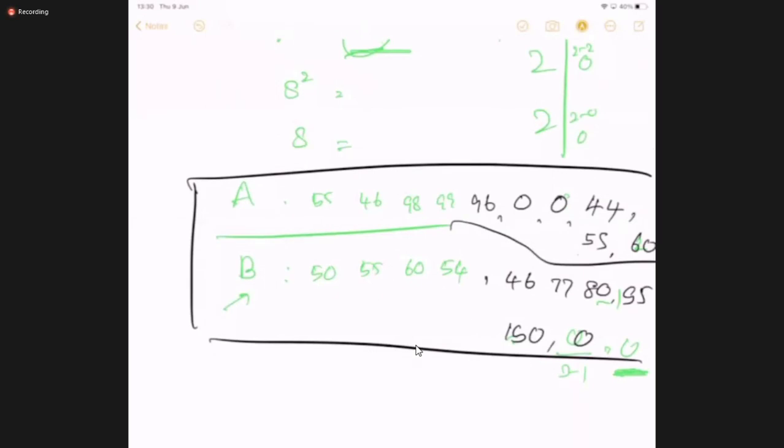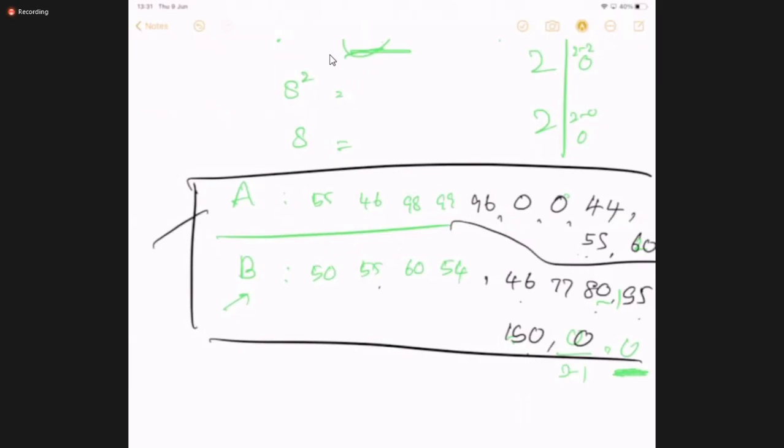Now the scores of player A are 55, 46, 98, 99, 96, 0, 0, 44, 55, 60. Player B has scored 50, 55, 60, 54, 46, 77, 80, 95, 150, 0. Now you need to find the best player. Tell me a method to find the best player. Now you have that knowledge. How are we going to find the best player?